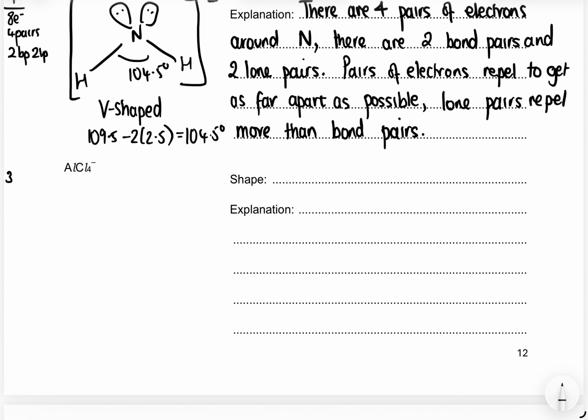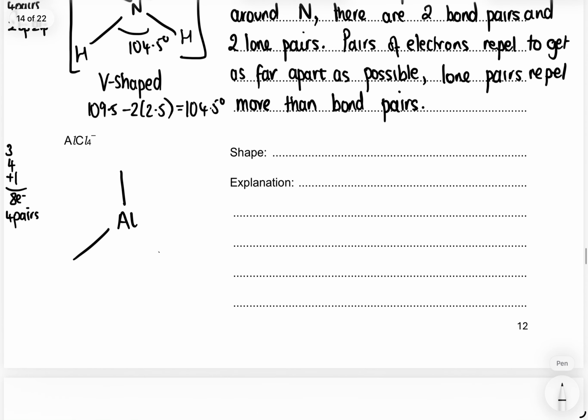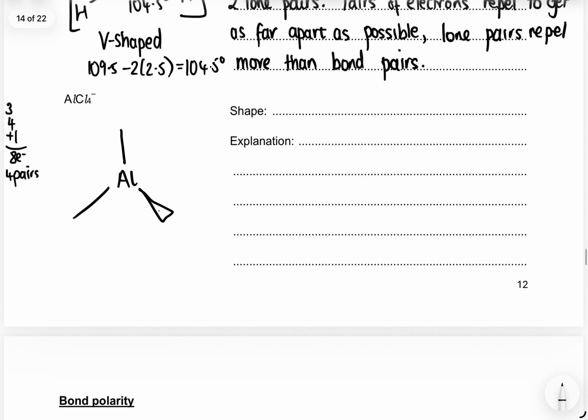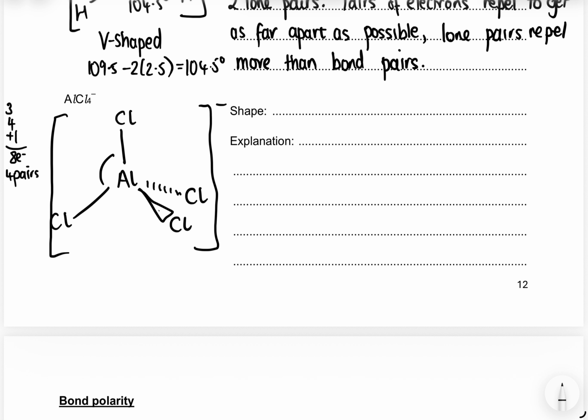Let's try this one. Aluminium is in group 3. We've got 4 Cls and a minus charge, so we add an extra electron. That's 8 electrons or 4 pairs. We can see that there's 4 Cls, so that's 4 bond pairs, which means we're going to take up the same shape as ammonia. Let's put that whole thing in a bracket with a minus. 109.5 degrees. It's tetrahedral.